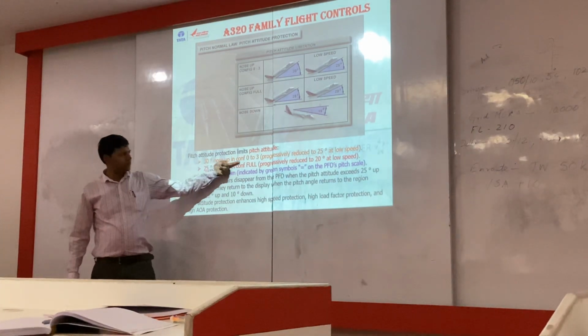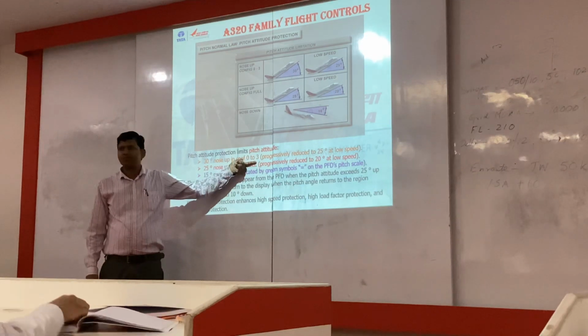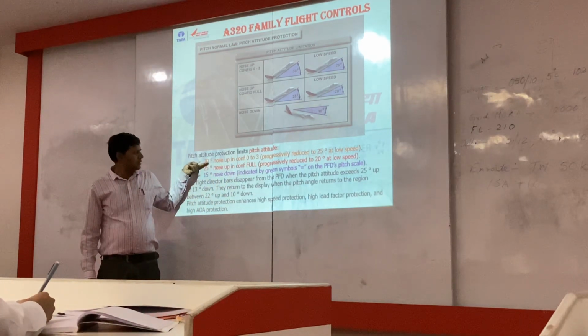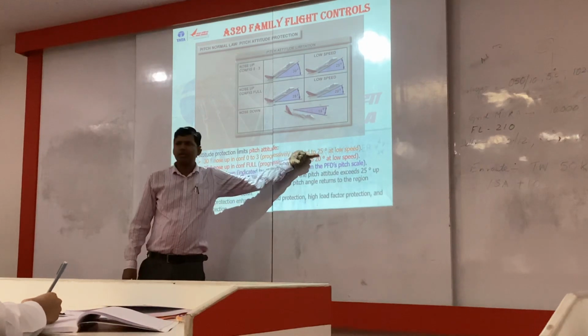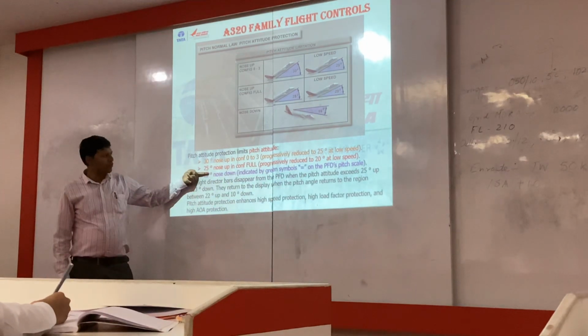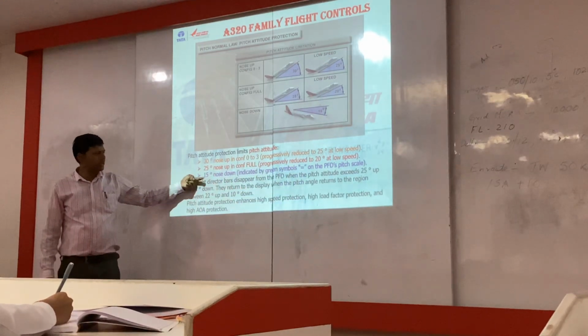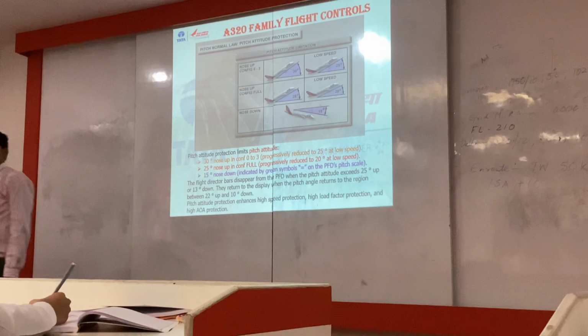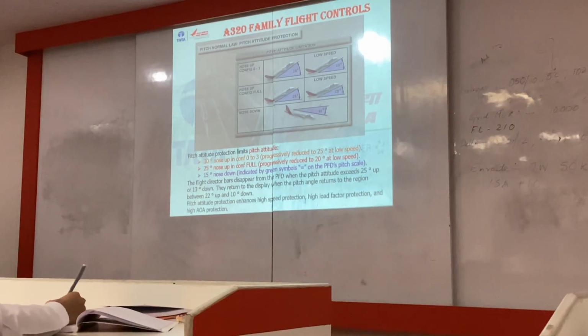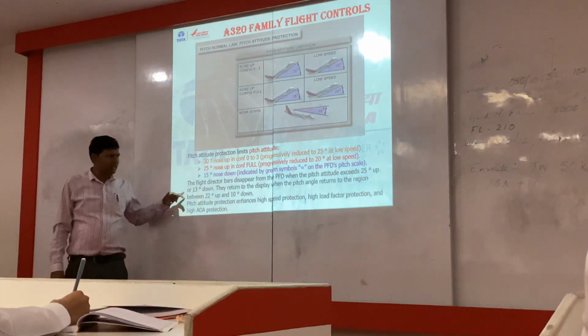30 degrees nose up, config 0 to 3 progressively. First 30 degrees and then it is reduced to 25 degrees at low speed. For config full, 25 degrees reduced to 20 degrees. 15 degrees nose down. So 30, 25. Config 0 to config 3 reduced to 25, and 25 reduced to 20, and nose down to anyway 15. And then the symbol equal to symbol is there on the PFD, a green color symbol.